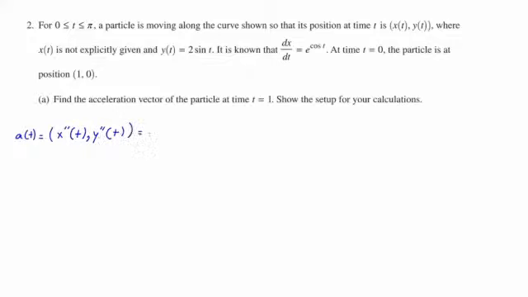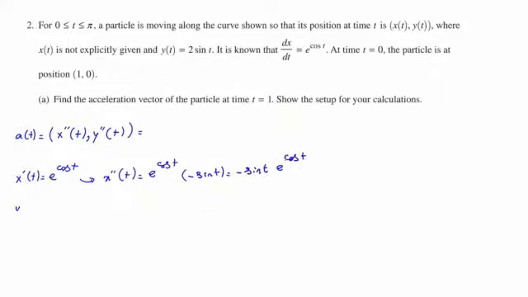So x double prime of t is what? We know x prime of t equals e to the cos t. Now we should take the derivative again. x double prime of t equals e to the cos t again, times, by the chain rule, the derivative of cos t, which is negative sin t. So it will be negative sin t times e to the cos t. It is x double prime.